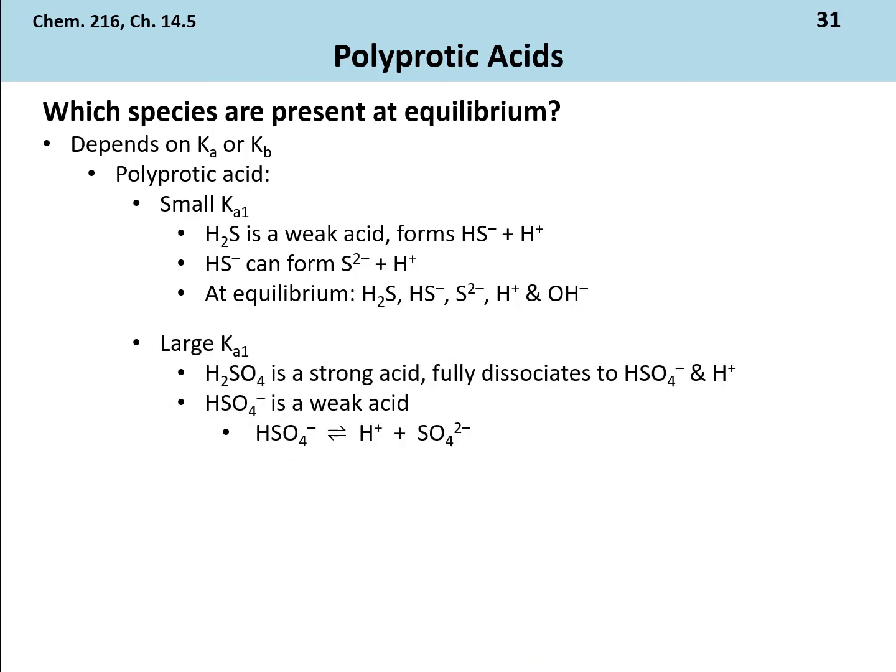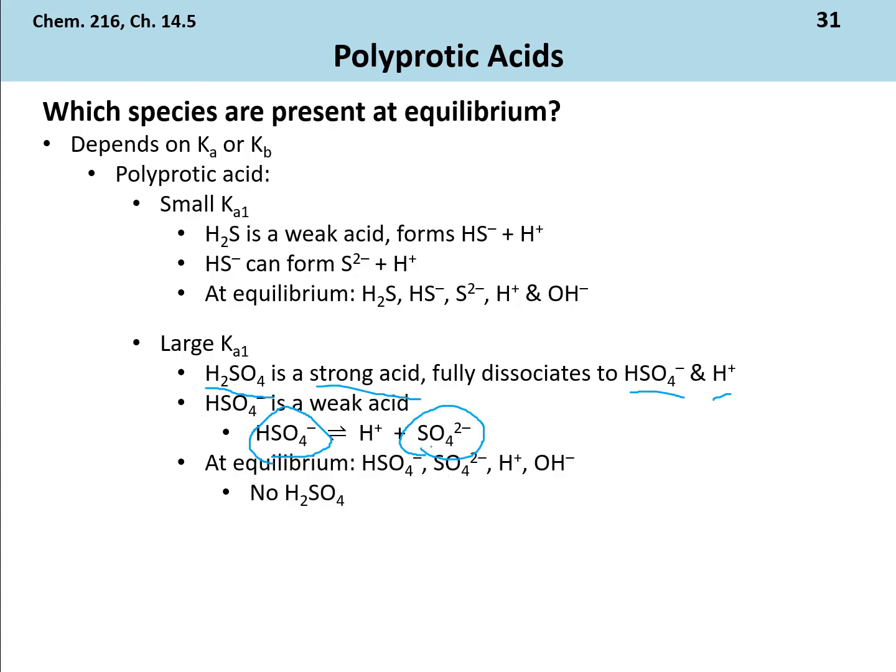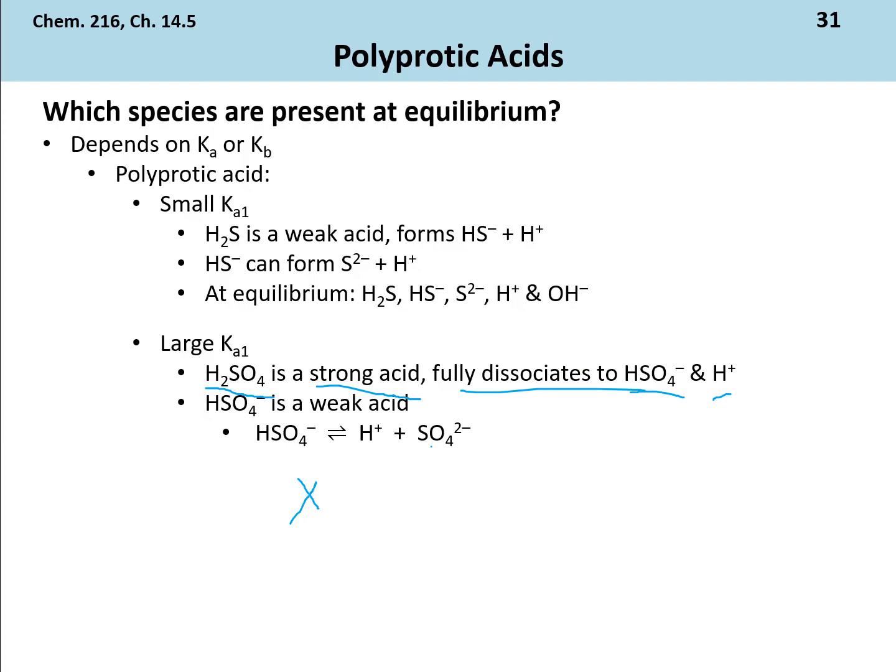Okay? Now if I have a polyprotic acid, but it has a large Ka1, this is the case with H2SO4, which is a strong acid, it's going to fully dissociate to give me HSO4 minus and H plus. That HSO4 minus is then going to dissociate to get me SO4 2 minus, right? So at equilibrium, I'm going to have all these species, but I'm not going to have any H2SO4. The reason is that H2SO4 is strong, so it fully dissociates. Okay? All right.